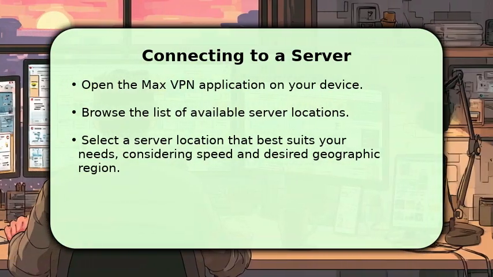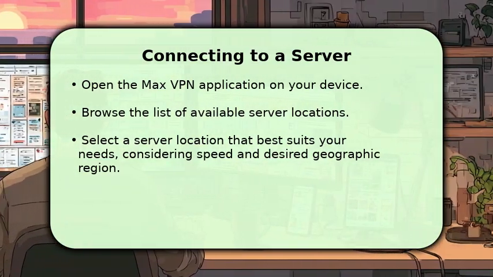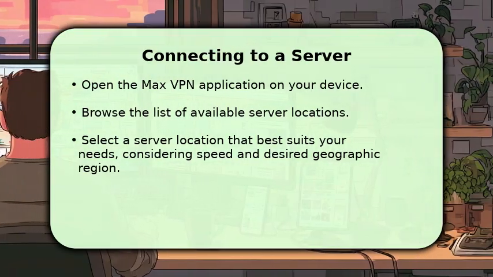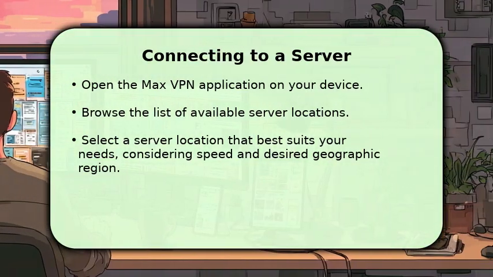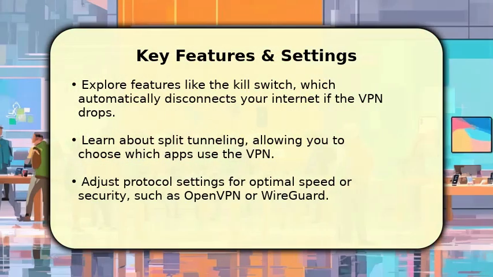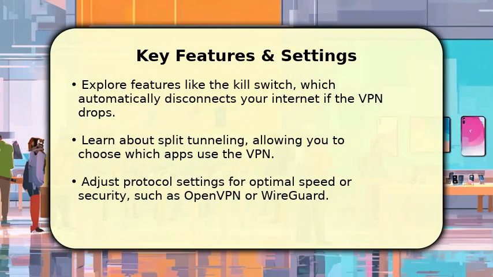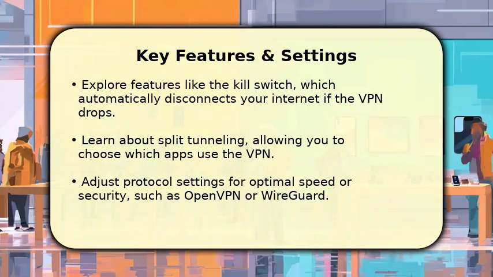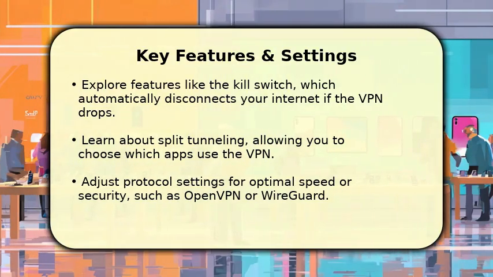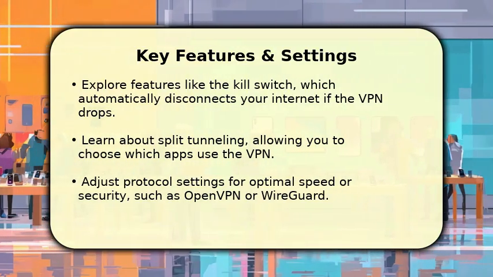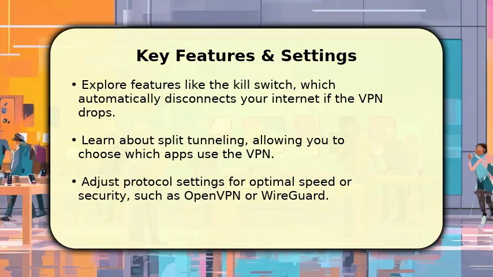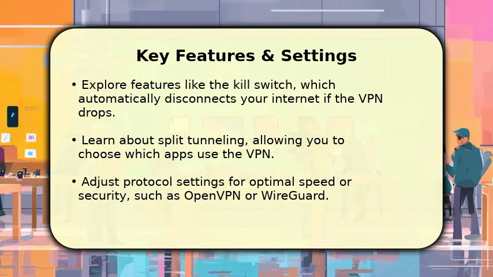In just a few seconds, Max VPN will establish a secure, encrypted tunnel, protecting your online activities and masking your IP address. Max VPN offers several powerful features to enhance your online security and experience. Explore the kill switch feature, which automatically cuts your internet if the VPN connection drops, preventing data leaks.